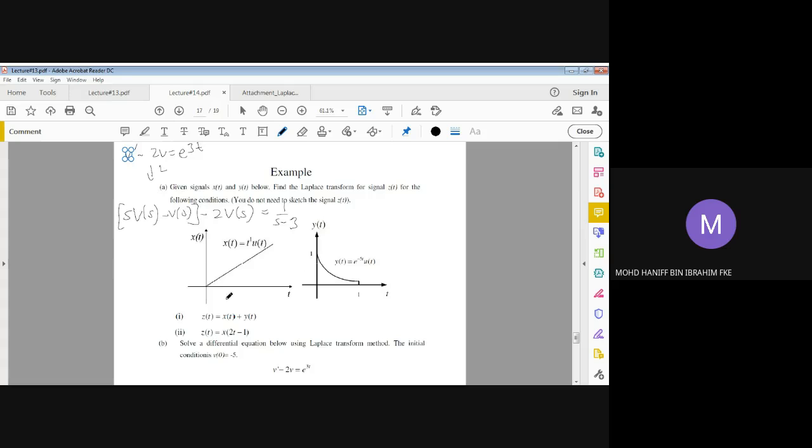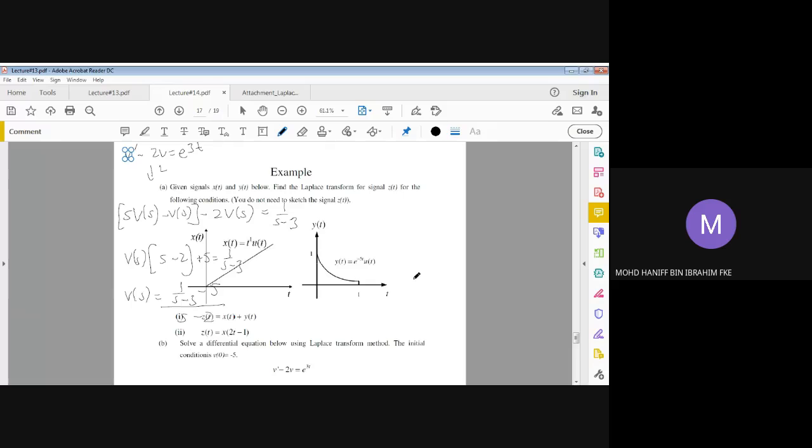We can now substitute v(0), which is negative 5. So we are going to have V(s) times s minus 2, and for that we have plus 5, equals 1 over s minus 3. If we rearrange this equation, V(s) shall be equal to 1 over s minus 3 minus 5 divided by s minus 2.